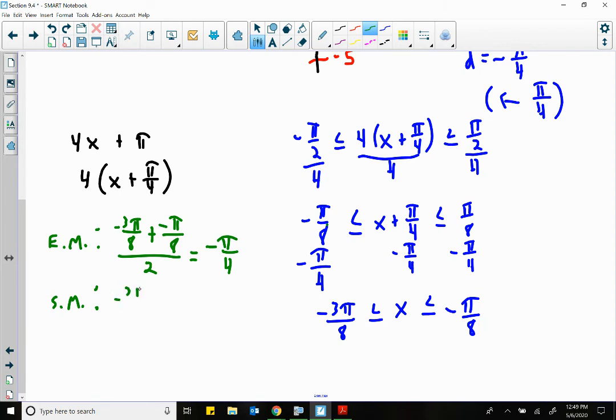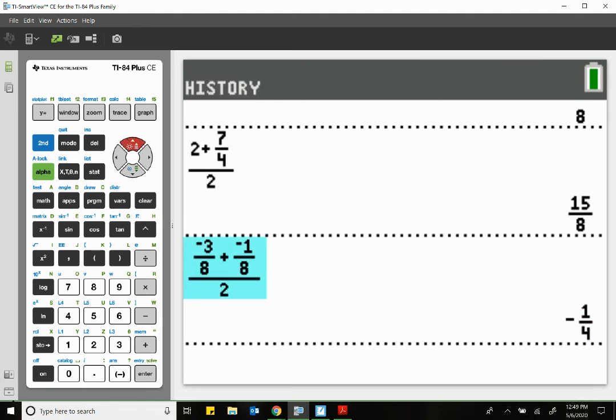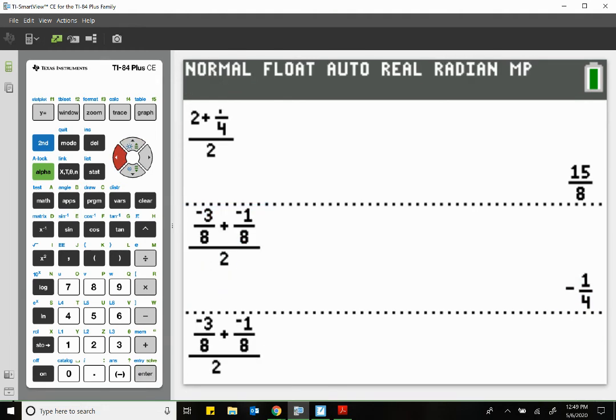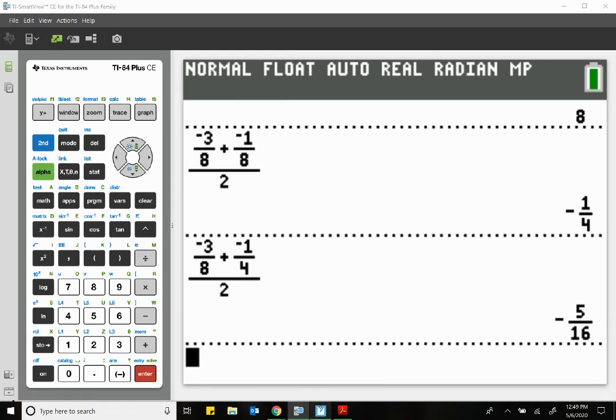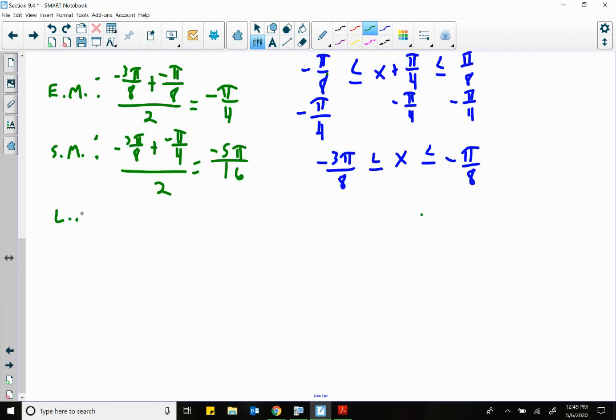Take negative 3 pi over 8 plus negative pi over 4 divided by 2. And I keep clicking the wrong one. So let me come up here, grab this. So we are changing this to a negative 1/4. So negative 5 pi over 16. And then the large middle will take negative pi over 4 plus negative pi over 8 divided by 2.